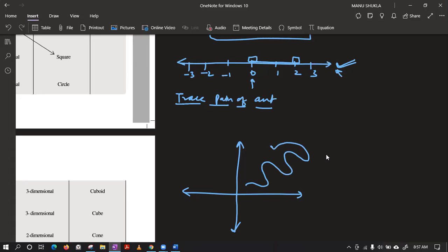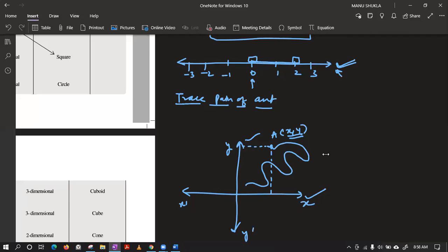Suppose the ant is here at point A. What do we say? That it has the coordinate x comma y. So in this case we require two axes. We require two number lines, one the x-axis and the other the y-axis, to correctly trace or identify the position of a movement. I hope this is clear to you. When the movement is not in a straight line, we require at least two dimensions to understand the motion.